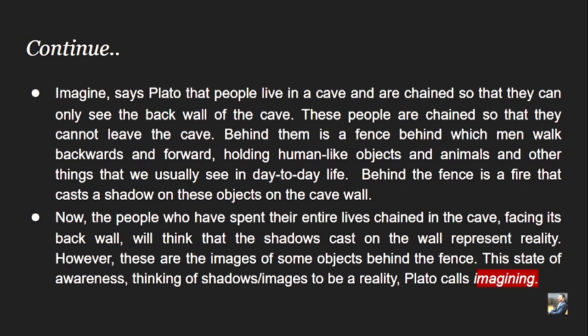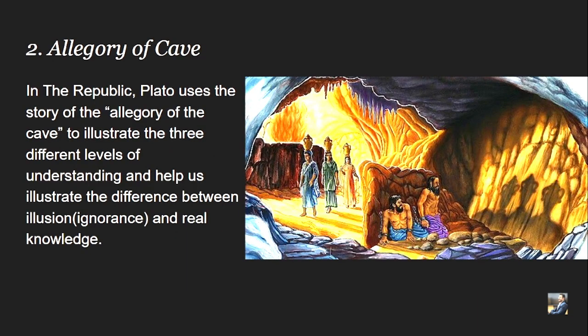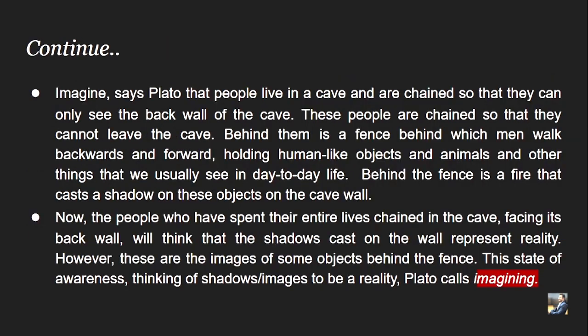However, these are the images of some objects behind the fence. So we are saying that behind the fence there is a real object, but what they see on the wall is nothing but a shadow of the real object. This state of awareness, thinking of shadow images to be reality, Plato calls imagining. So whatever we see as a shadow and consider to be real is nothing but imagining, our imagination of the real objects.